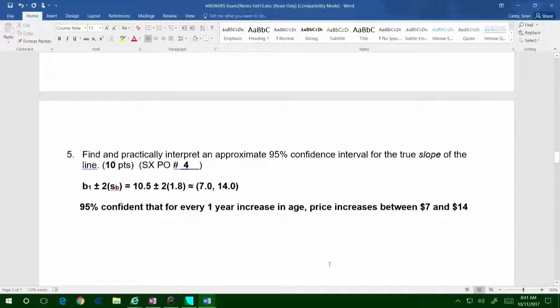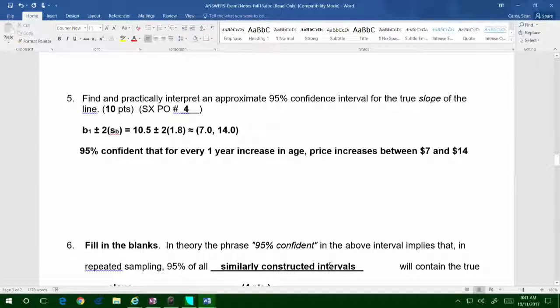And again, you should have all these answers done ahead of time, in your head. You should know what they are, because you know your data set and you have your printouts. Okay, number 5. Find and practically interpret an approximate 95% confidence interval for the slope. Again, you need a printout number. This is going to come from printout number 4.